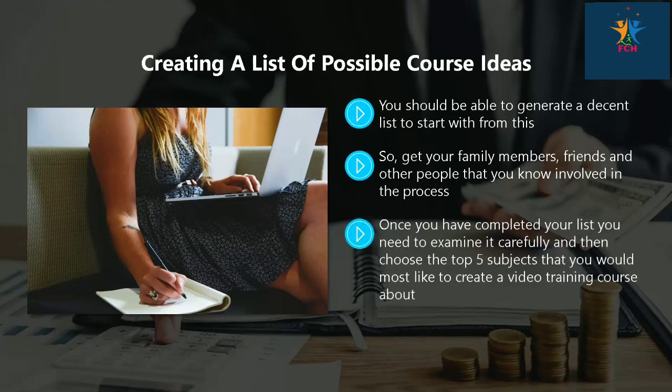Once you have completed your list, you need to examine it carefully and then choose the top 5 subjects that you would most like to create a video training course about. After this, look closely at these 5 choices to see if one really stands out among the others. Underline this idea. Decide on your favorite quickly. You do not want to overthink this. Remember, these are just ideas at this stage.